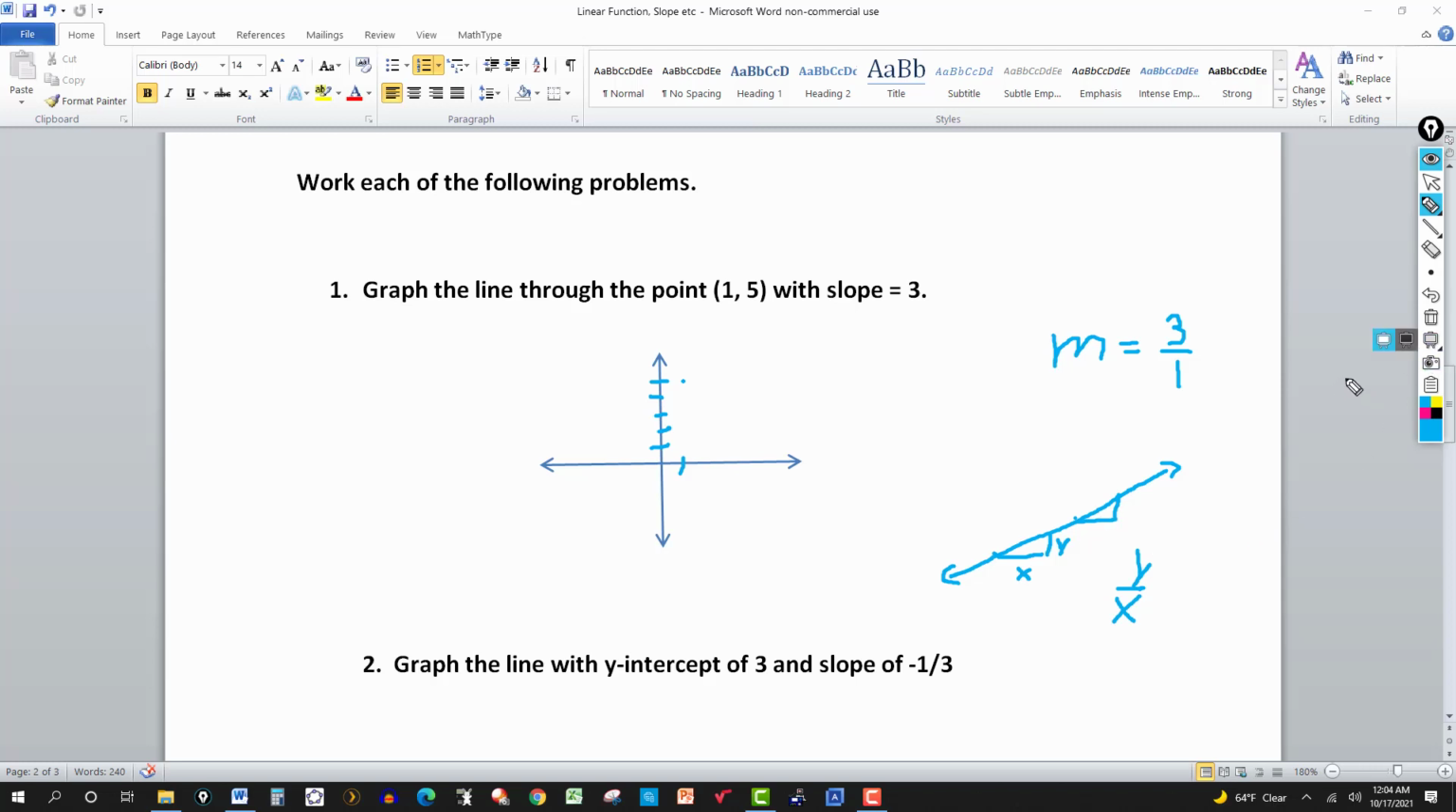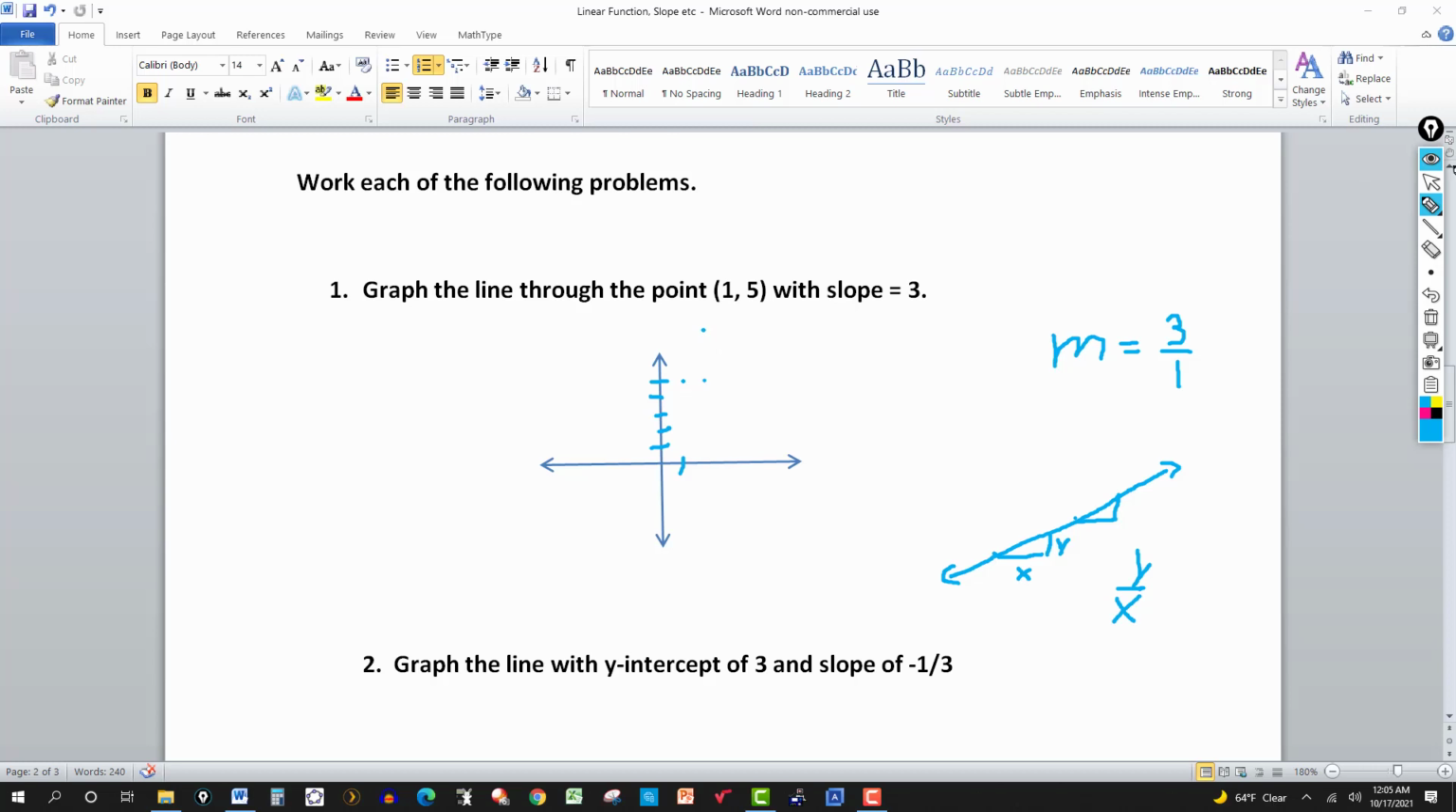So now getting back to this problem here, it passes through the point (1, 5). It has a slope of 3, or 3 over 1. So the 1 is the horizontal run. So I go 1 unit over, okay, right there. And then I go 3 up. So let's say it's 3 up from that point. That really tells me then that the line is going to pass through this point also.